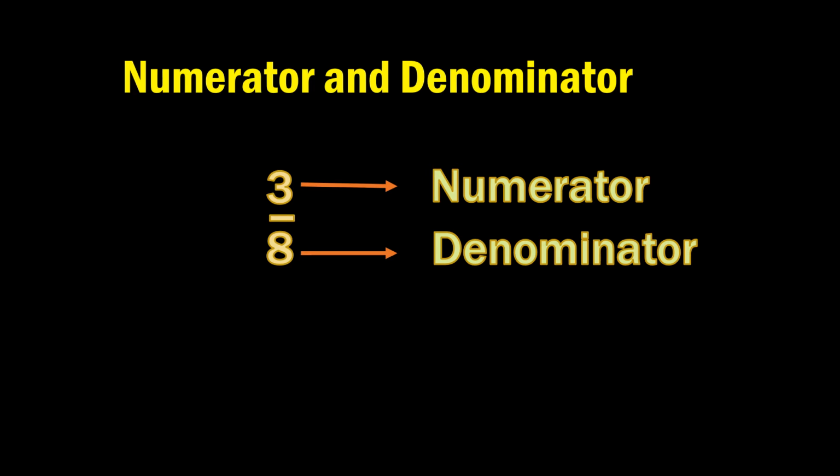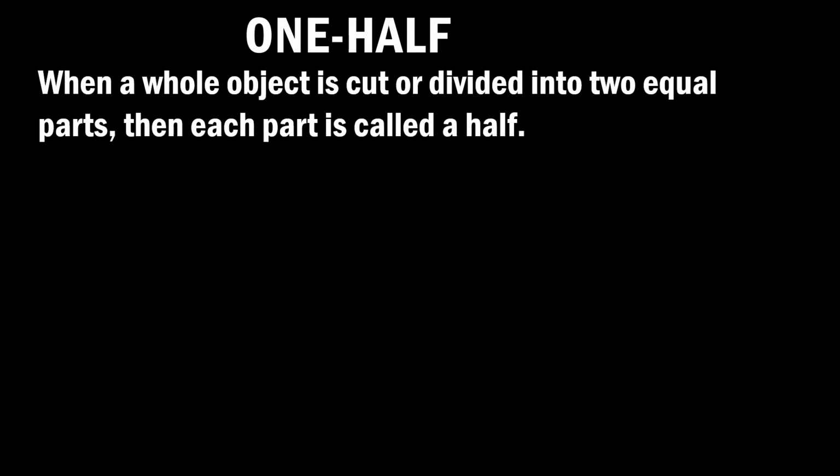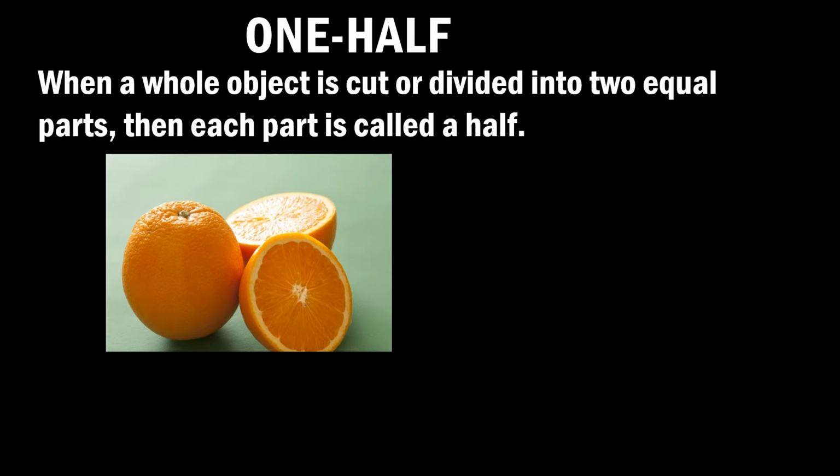So the denominator represents how many parts the whole has been divided into. When a whole object is cut or divided into two equal parts, then each part is called a half. So for example, if we cut this orange into two equal parts, each part is called one half.